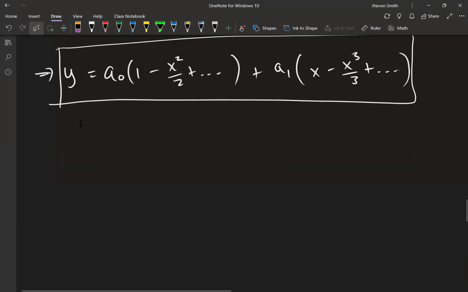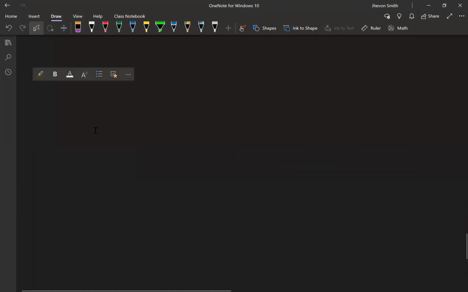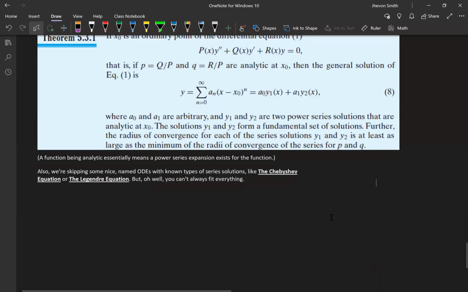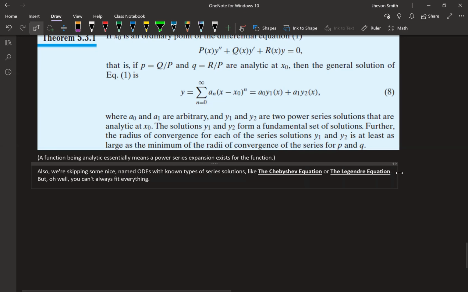Move this up a little bit here. And I mentioned here, we're going to skip a bunch of things. There's a bunch of nice equations that have very nice series solutions associated with them. They're very well known. They're highly applicable. They even have names, like Chebyshev's equation or the Legendre equation. And yeah, we're going to skip that.